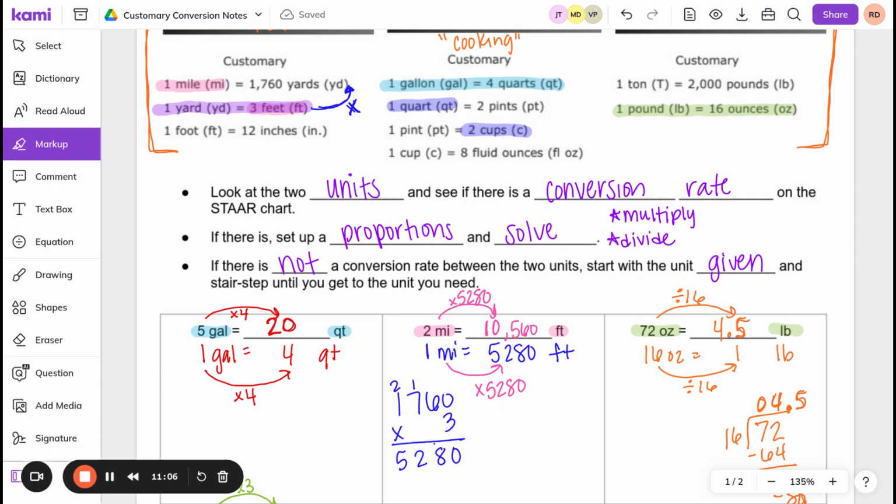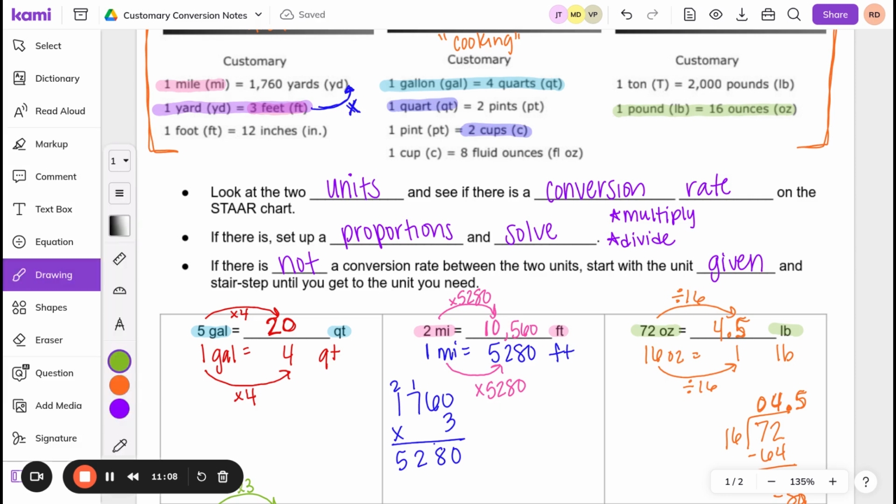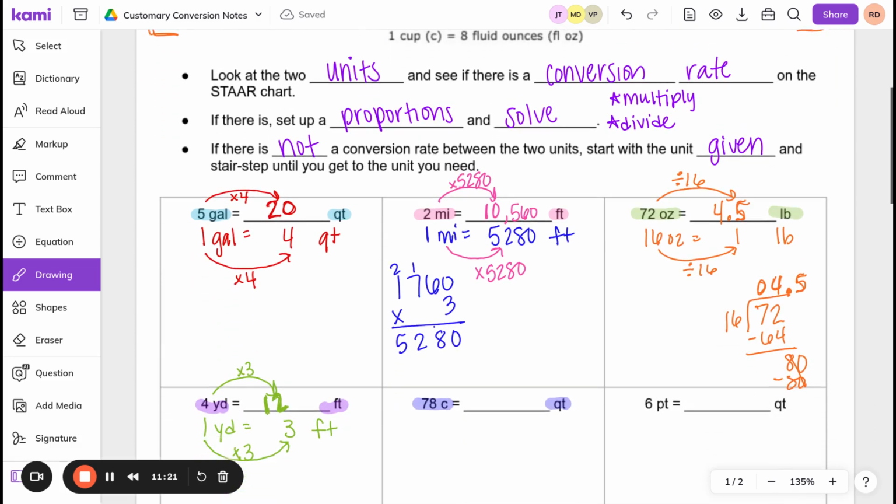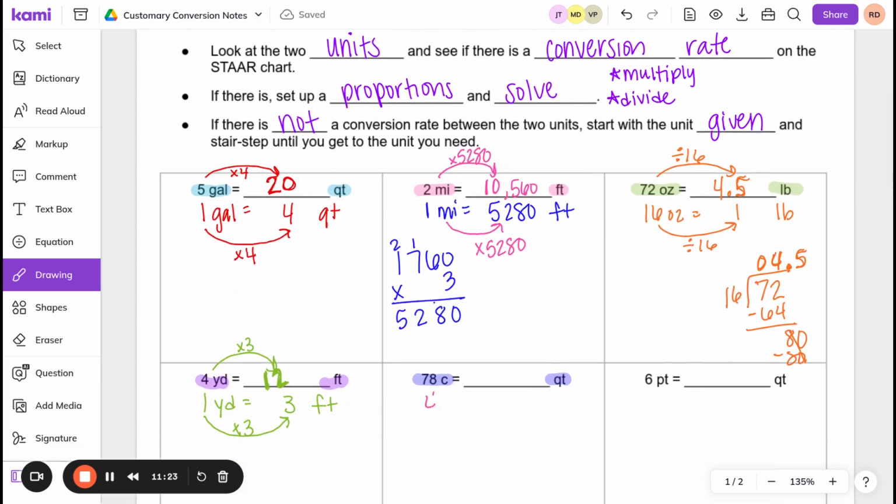So this is where we have to use our stair stepping. We want to move the cups up into the same row as the quarts. So we're going to multiply these two numbers. 2 times 2 is 4. That means there are 4 cups in 1 quart. From here, we're turning a 4 into a 1, so we're getting smaller, so we have to divide by 4. Whatever I do to the bottom, I do to the top.